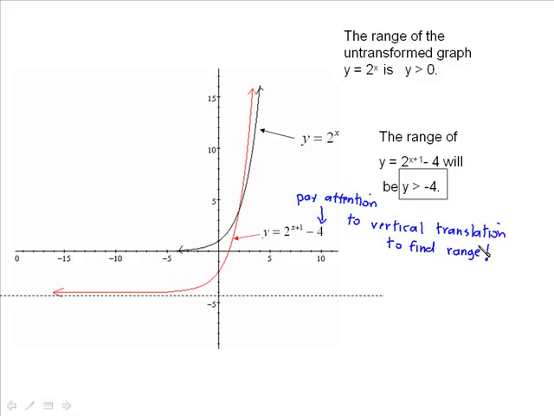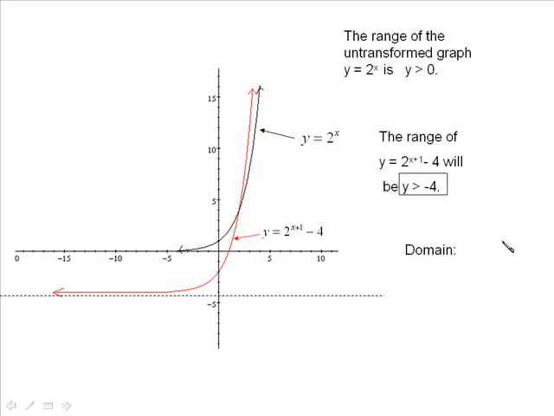And if you did use your calculator to graph it, you would really have to do a great job of tracing to figure out how far down it went. So there's no substitute for understanding the graph you're working with. Now the domain is simple. The domain will be all real numbers. It always is for exponential functions. You can substitute any number you want in for x.